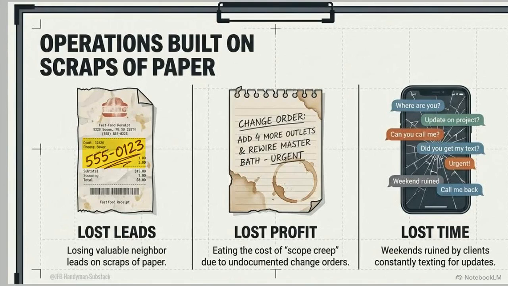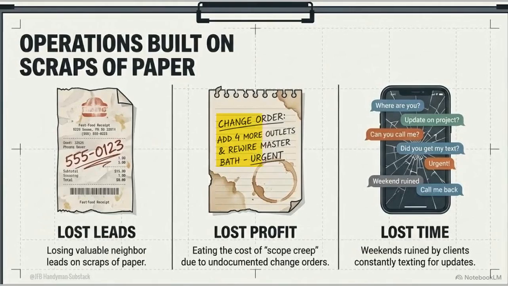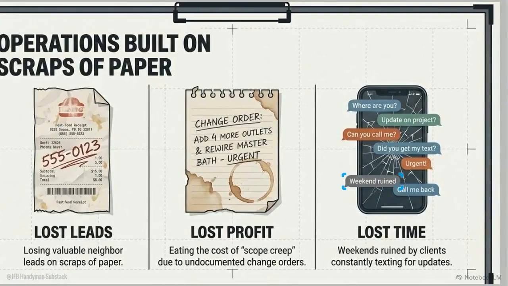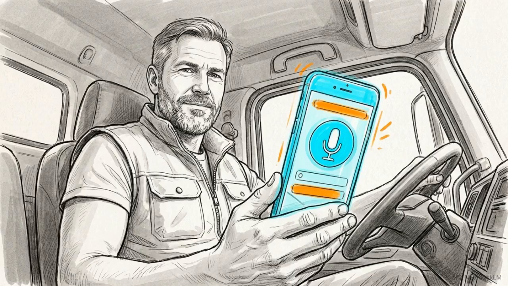Valuable leads are lost on the backs of receipts. Project changes go undocumented in stained notebooks, and weekends are spent answering client texts because there's no formal update system in place. Ghost Engine is built to move that paperwork into the cab of your truck.